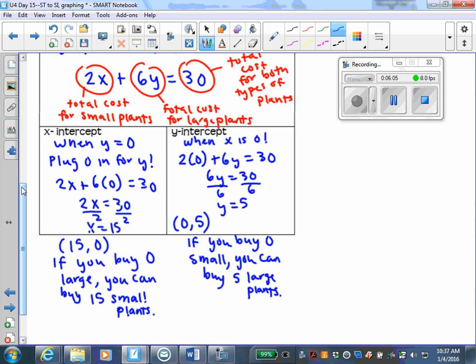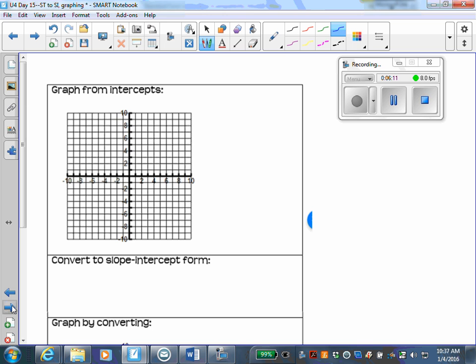Okay, so let's go to the next side of your notes with the other little handout. It looks like this, graph from intercepts. So my intercepts, since I don't have that page right in front of my face to look at, it was (15, 0) and (0, 5).